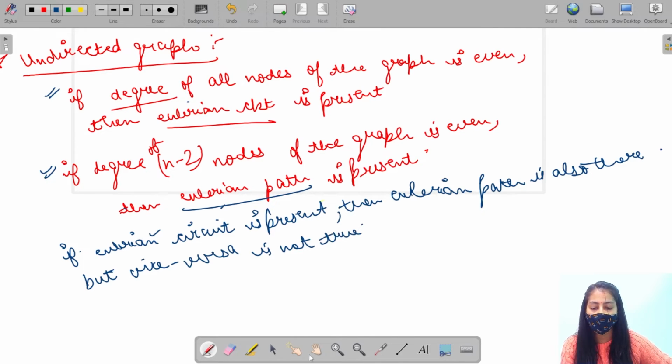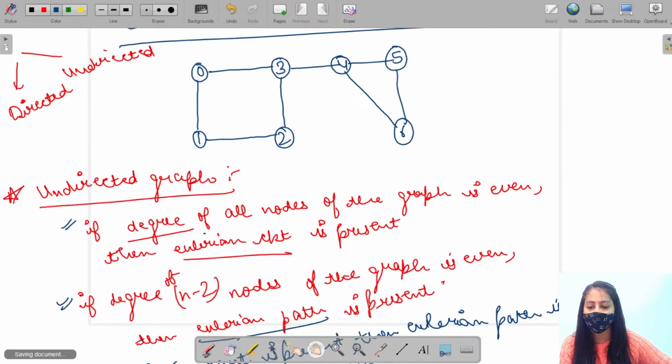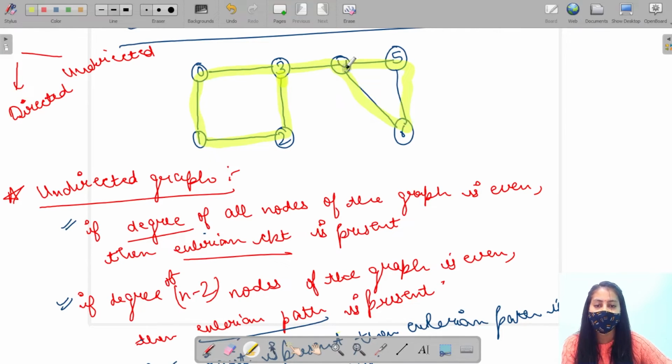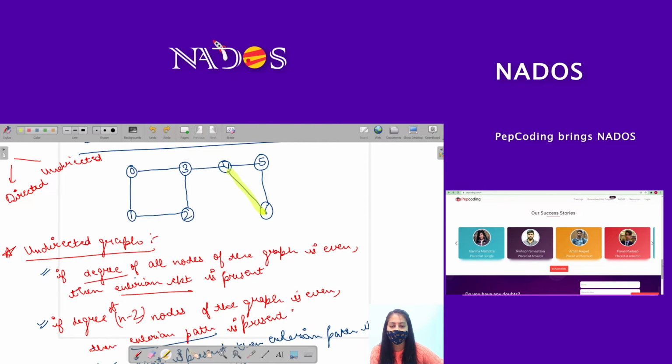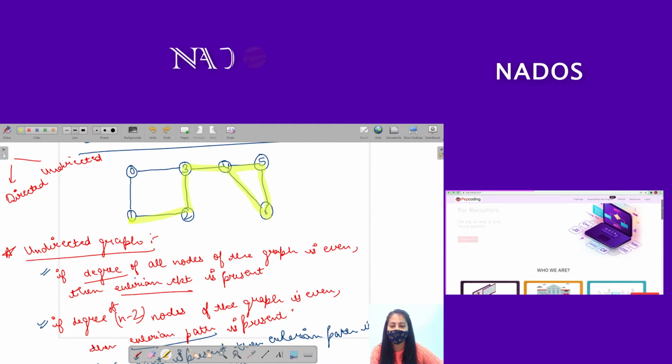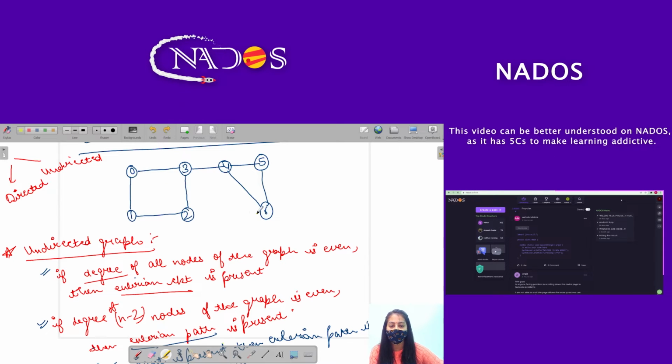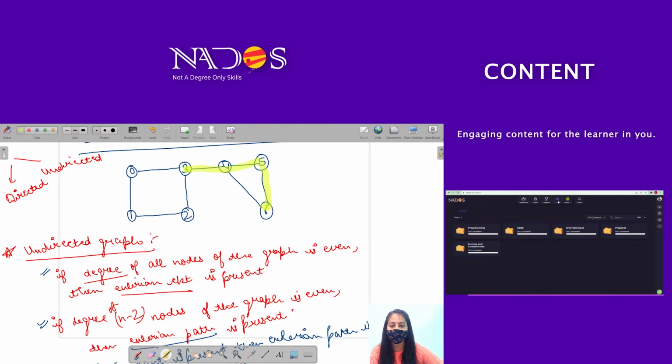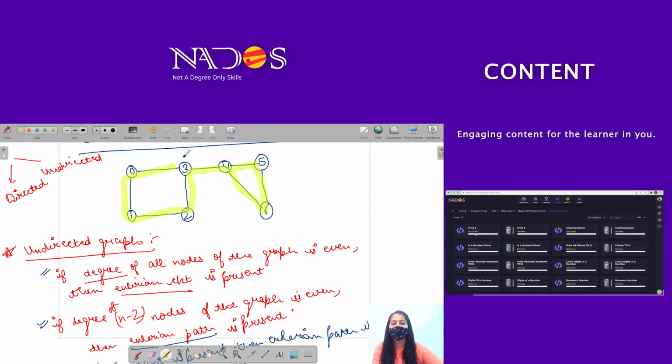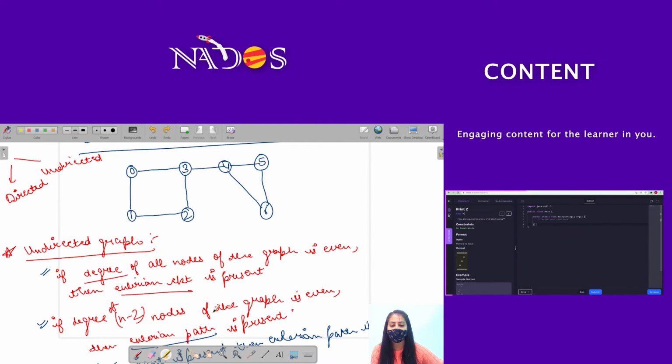It is possible that, for example, in this graph, an Eulerian path is present. How? Starting from a node, we can visit all the edges of the graph exactly once. But an Eulerian circuit is not present here. How? Because when we start from any node, we can't come back to the same node after visiting all the edges of the graph, right? So if I start from this, right, so this is not even an Eulerian path. If I start from this, right, so no Eulerian circuit is present in this graph, but an Eulerian path is present.